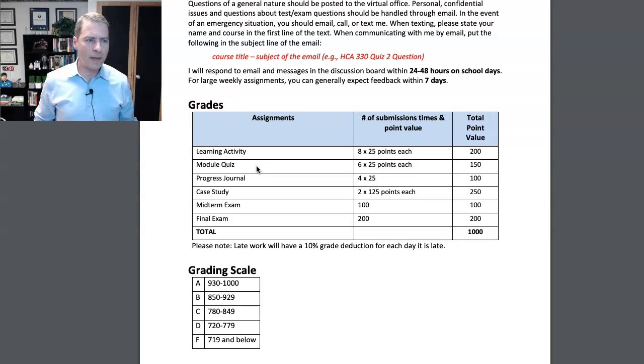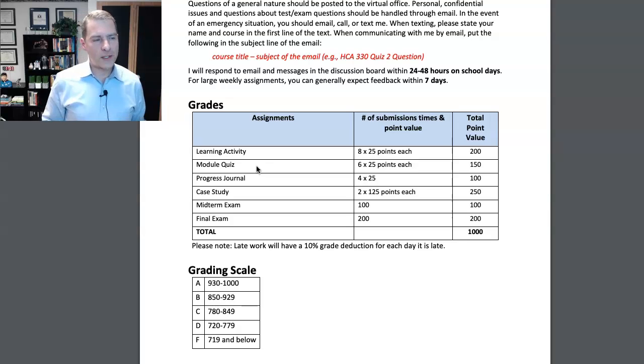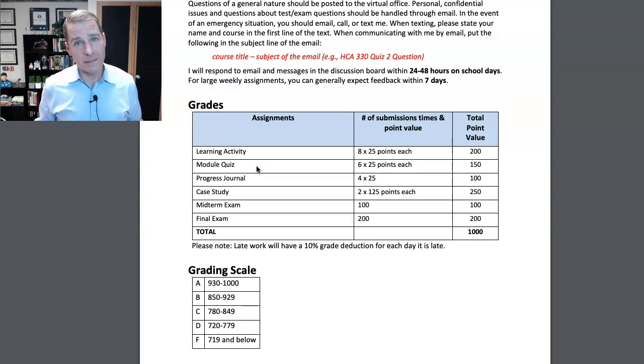We're going to have a midterm and final exams. So when you look down at the breakdown of points, everything is pretty evenly distributed. The case studies are kind of heavy at 125 points apiece. But as we approach the first case study, remember, I'm not looking for an exact answer. I'm looking for a thought process.